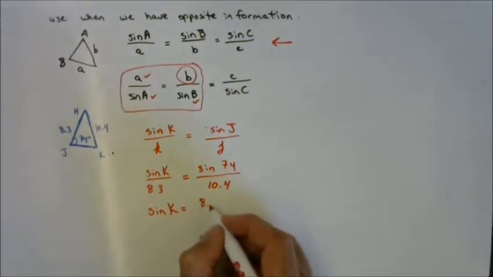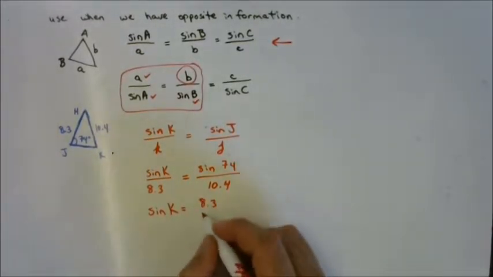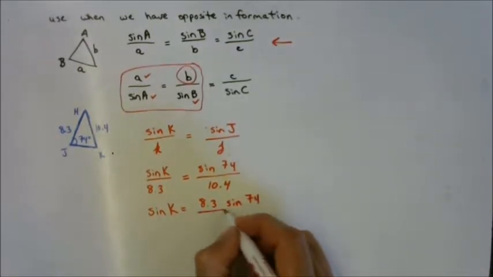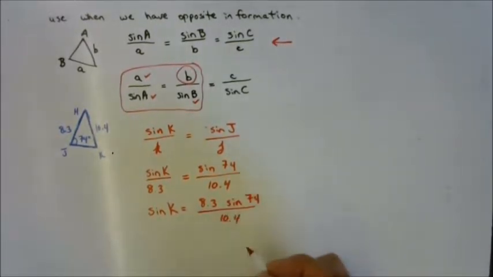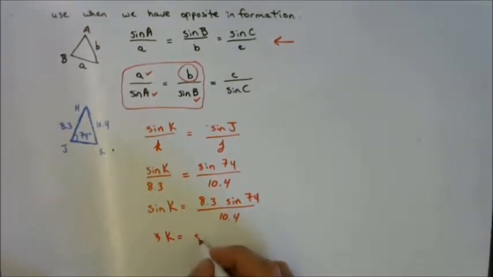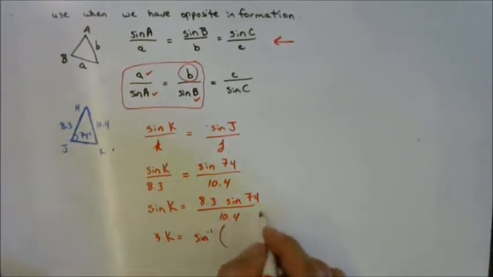So you'd get, on the right-hand side, a numerator of 8.3 times the sine of 74 over 10.4. Now that you could punch into your calculator, and then you would take the second function sine of that answer. So you're taking the inverse sine of both sides, which is going to tell you that the measure of angle K is going to be equal to the inverse sine of this whole thing.